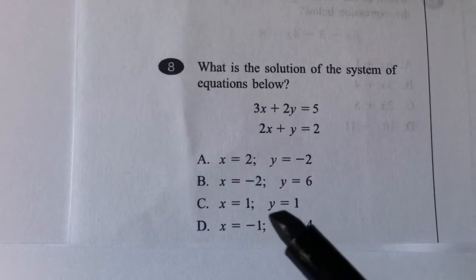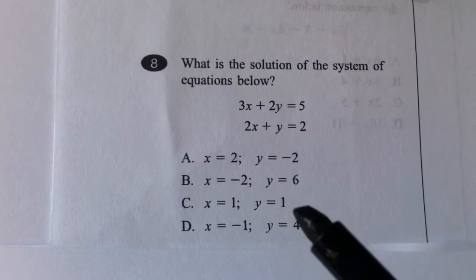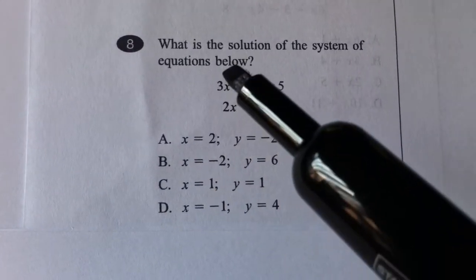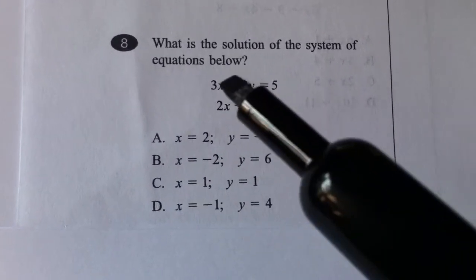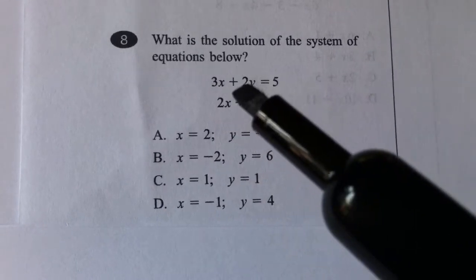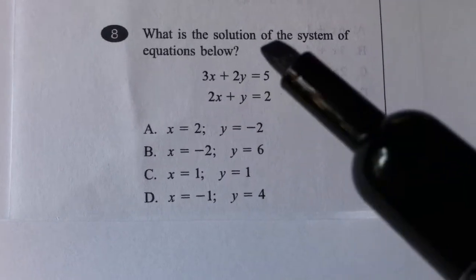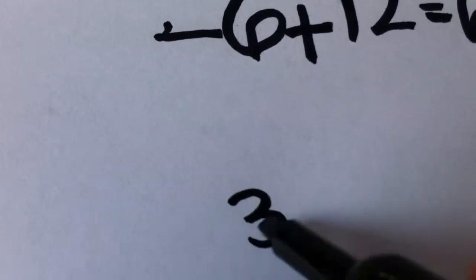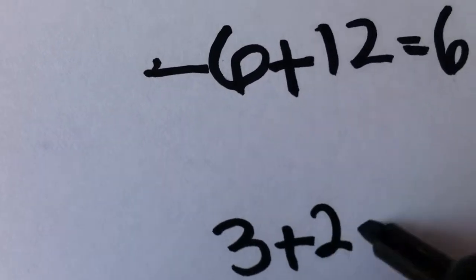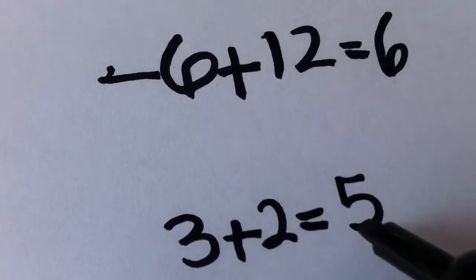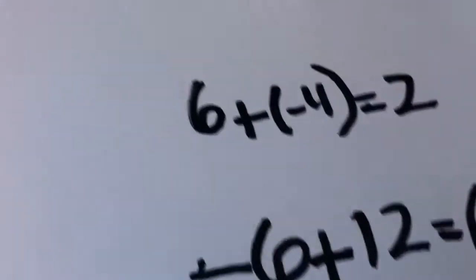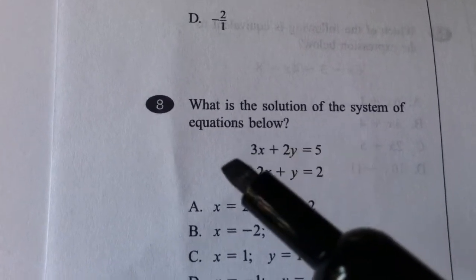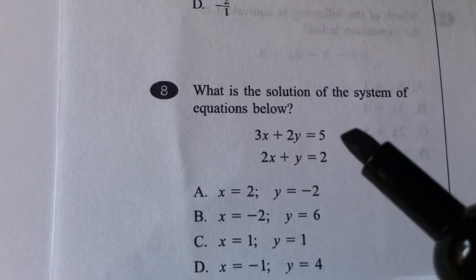Let's try choice C. X equals 1 and y equals 1. So x equals 1. 3 times 1 is 3. Plus 2 times 1 is 2. So we have 5, and the 5 we have on this side is the same number we have over here. So it does satisfy the first equation.